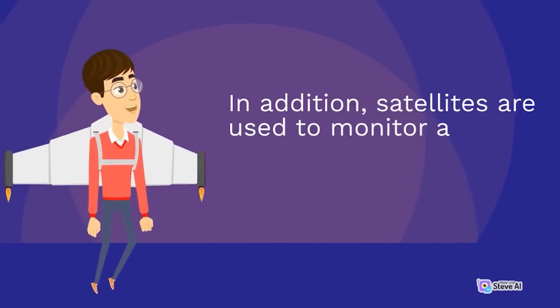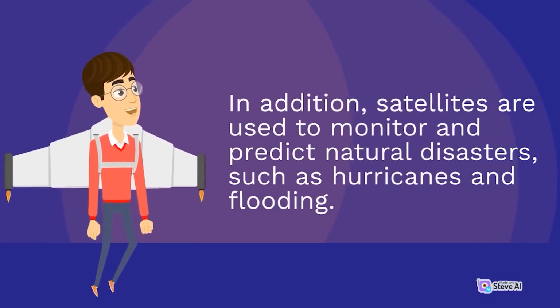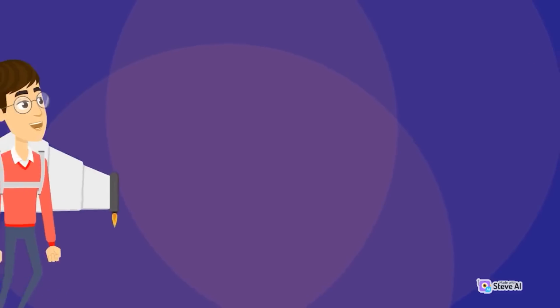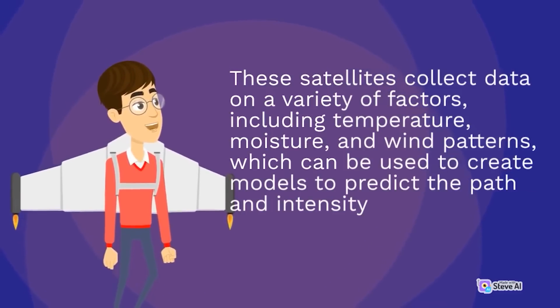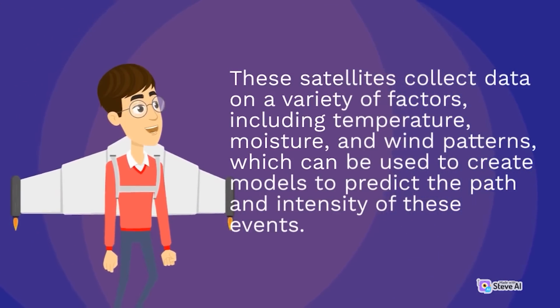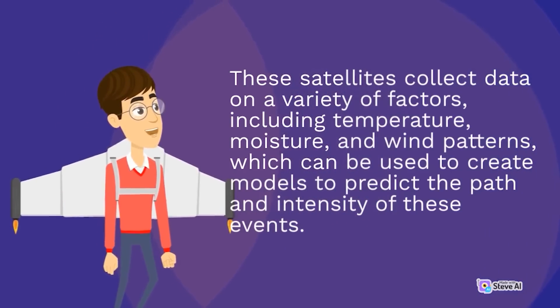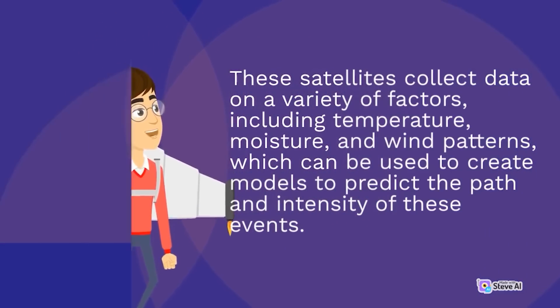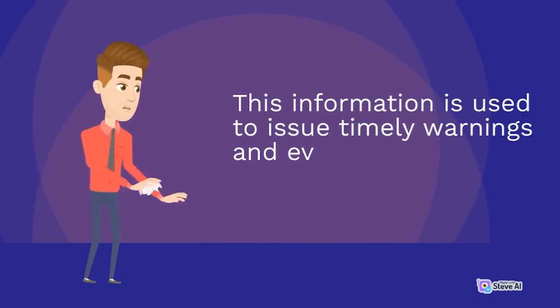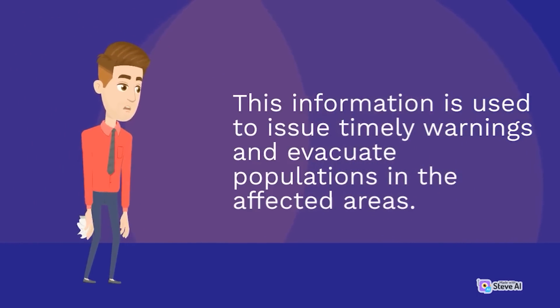In addition, satellites are used to monitor and predict natural disasters, such as hurricanes and flooding. These satellites collect data on a variety of factors, including temperature, moisture, and wind patterns, which can be used to create models to predict the path and intensity of these events. This information is used to issue timely warnings and evacuate populations in the affected areas.